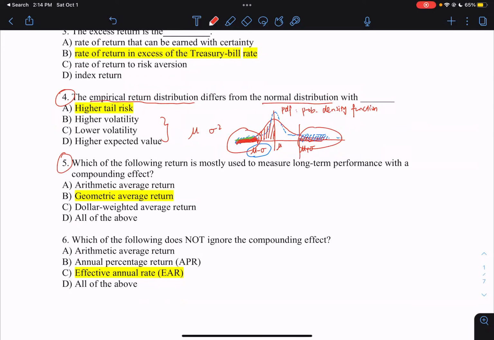So the question itself is very straightforward. Which of the following returns is most used to measure long-term performance with a compounding effect? And the answer would be B, the geometric average return.